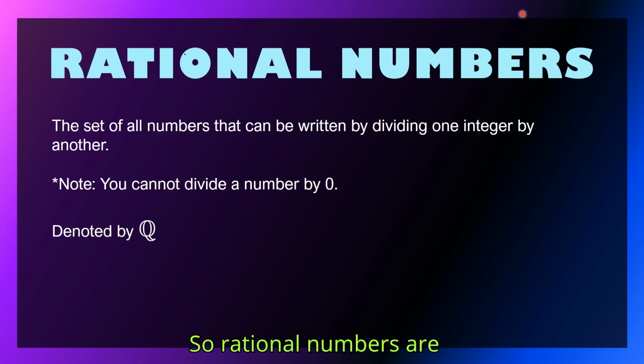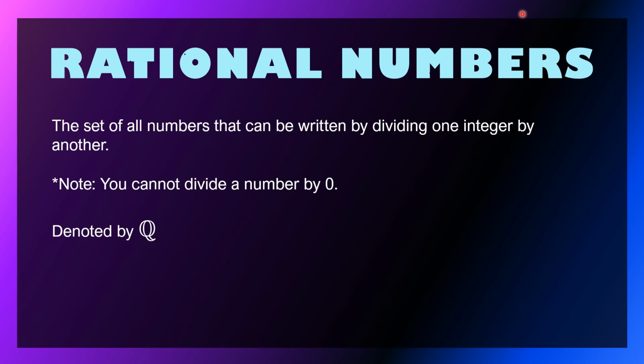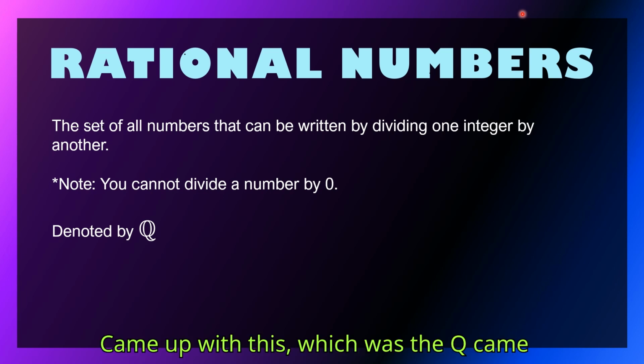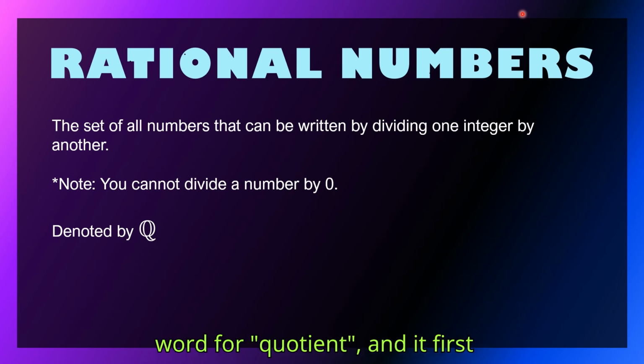So rational numbers are denoted by the capital Q, which in 1895, I believe, a person named Giuseppe Peano, again, these names are quite hard to pronounce, came up with. The Q came from quoziente, which is an Italian word for quotient, and it first appeared in Bourbaki's algebra.